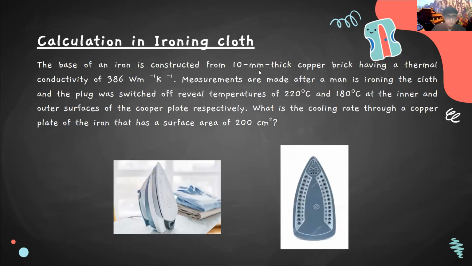So here is the question. The base of an iron is constructed from a 10 millimeter thick copper plate having a conductivity of 386 watt per meter Kelvin. The measurements are made after a man is ironing. The plug was switched off, revealing temperatures of 220 degrees Celsius and 180 degrees Celsius at the inner and outer surface of the copper plate respectively. We are going to calculate the cooling rate through the copper plate of the iron that has a surface area of 200 cm squared.